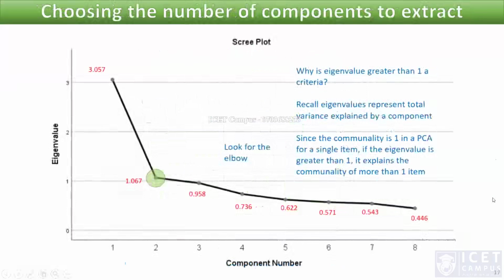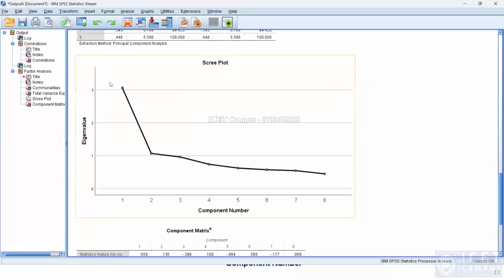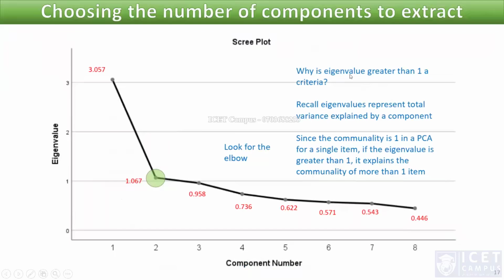This is the scree plot. You can see the scree plot, the eigenvalue against the component number, which is called the scree plot. Here the eigenvalue should be greater than 1, and you can see the elbow from here. Since the communality is 1 for a single item, the eigenvalue is greater than 1, right?